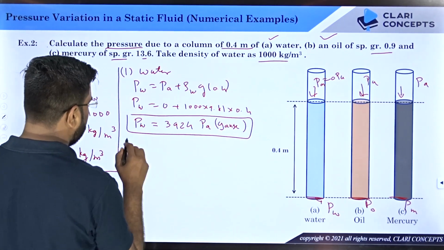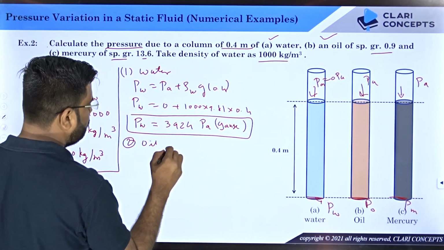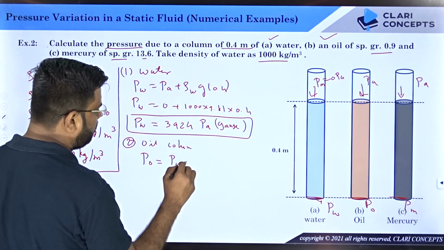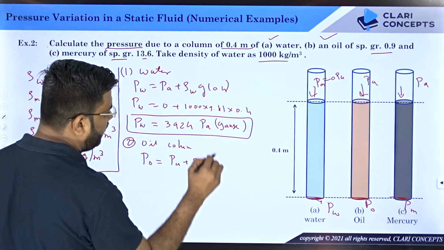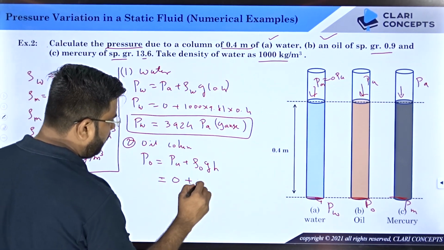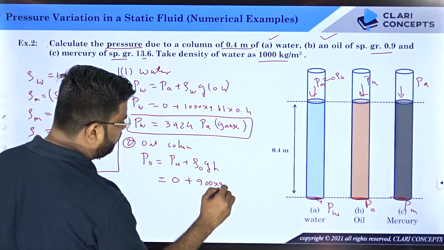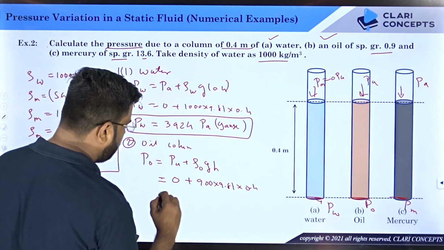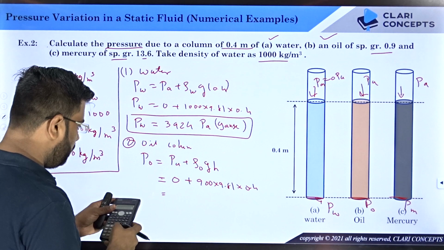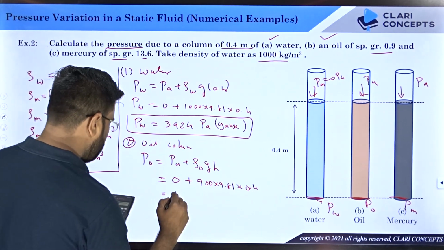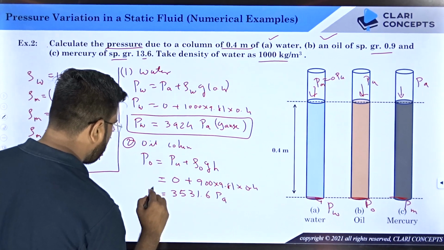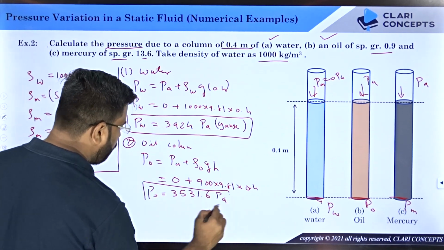What about the second, oil column? Pressure for oil will be equal to atmospheric pressure plus rho of oil, g and h. h is again 0.4, and atmospheric pressure is 0. Oil density is 900, g is 9.81, h is 0.4. Find out the answer: 900 into 9.81 into 0.4 is 3531.6 Pascal. That is the pressure due to the oil column, right?